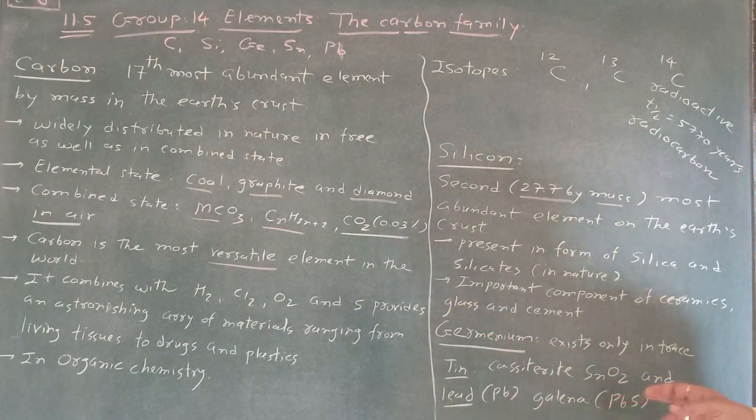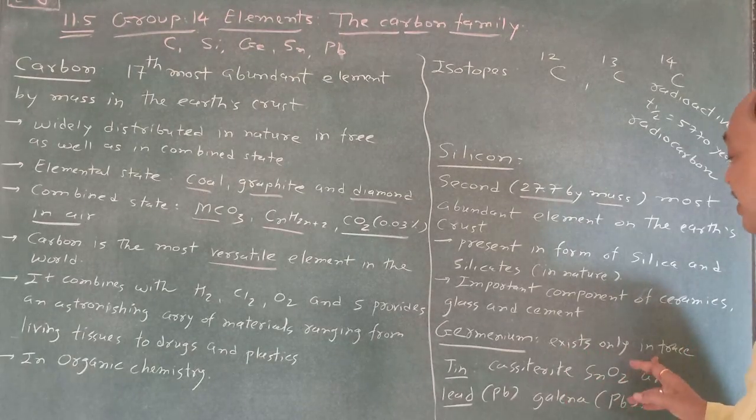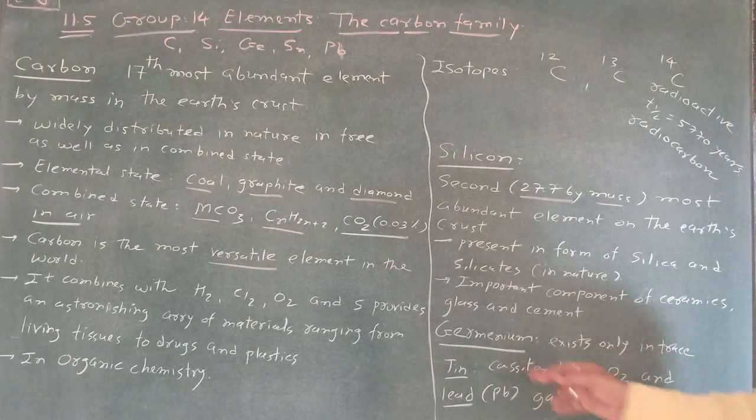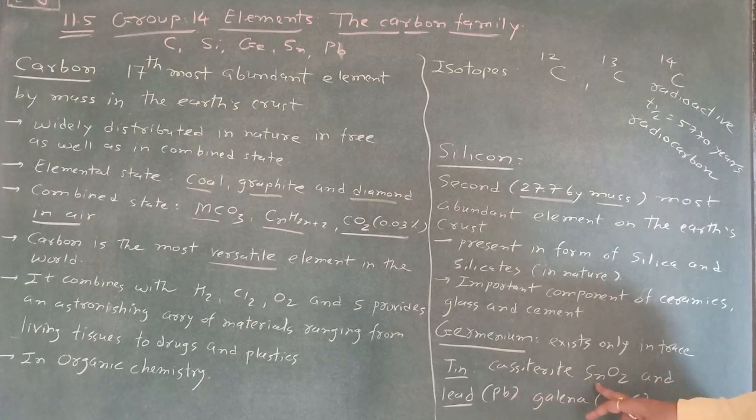Germanium exists only in trace amounts, very rarely observed in nature. So this germanium, and tin. Tin occurs as cassiterite. Cassiterite, SnO2. Remember the name. The cassiterite formula is SnO2.